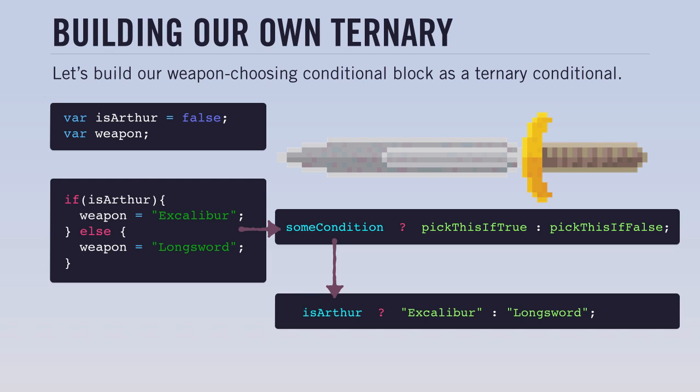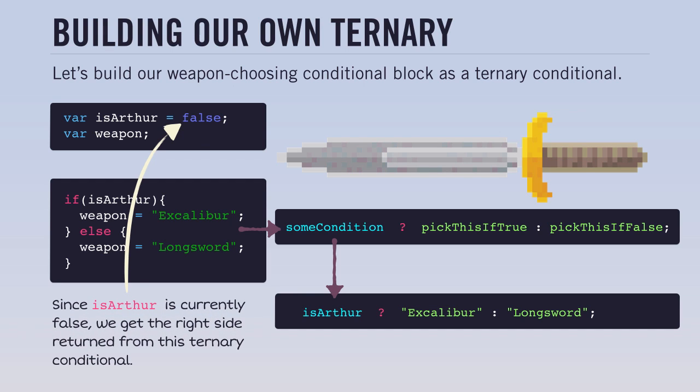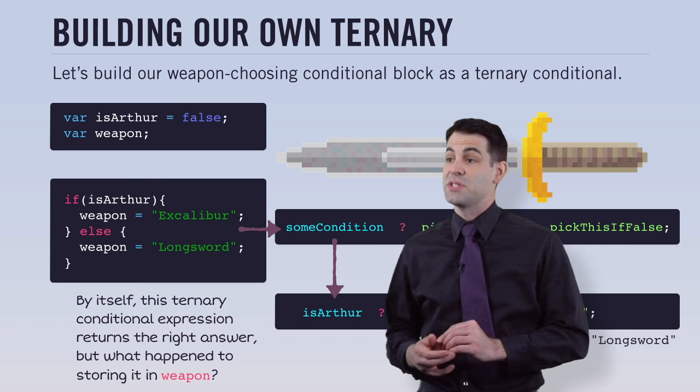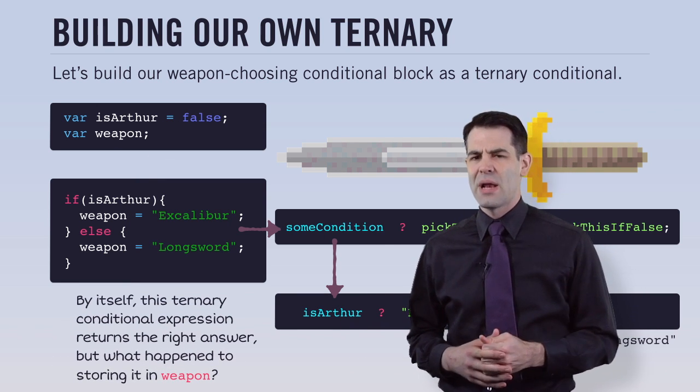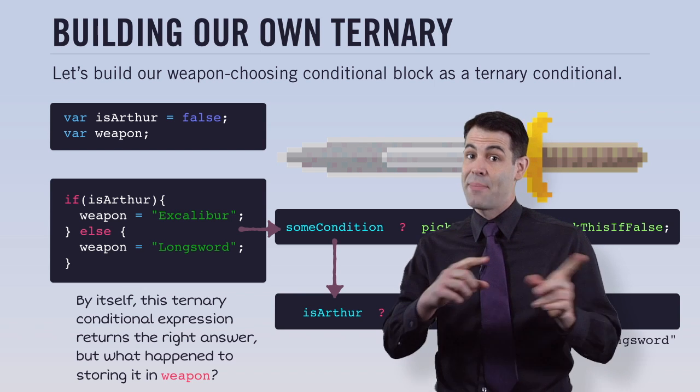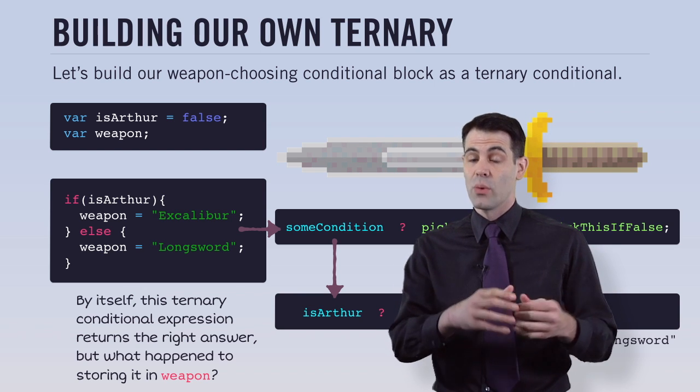Now if we were to enter this on the console, since isArthur is currently false, we're going to go ahead and get the right side returned from this ternary conditional, the longsword. Now by itself, this ternary conditional expression will return the right answer, but what happened to storing it in weapon, which is what happens in our original conditional block?